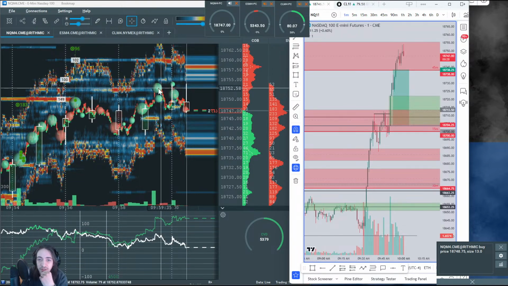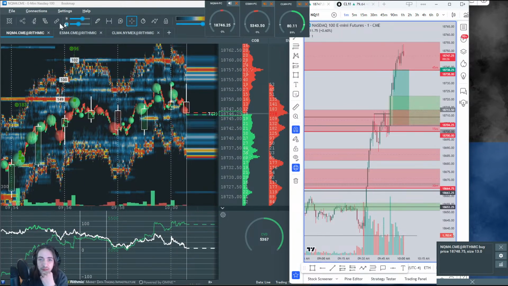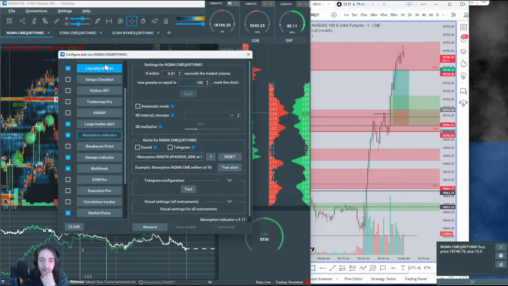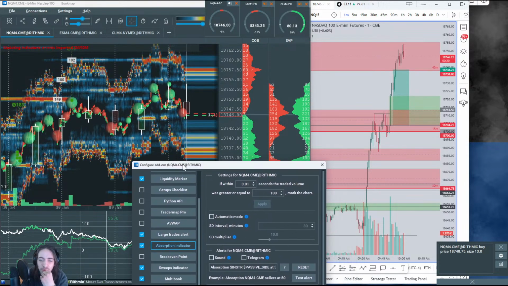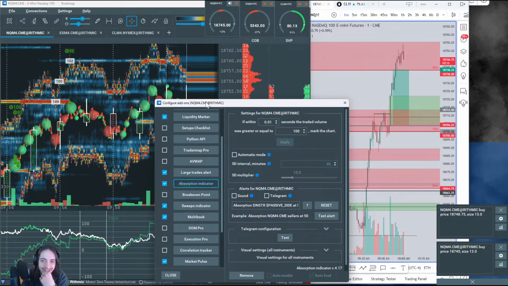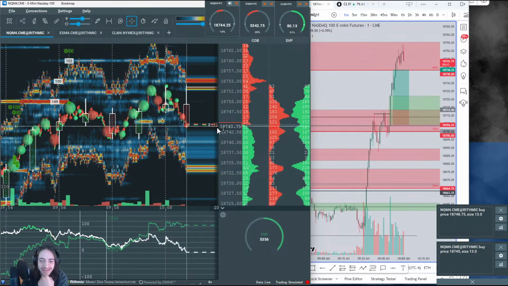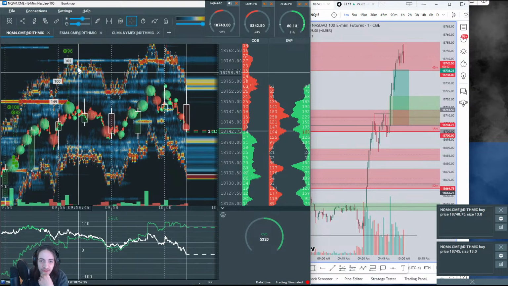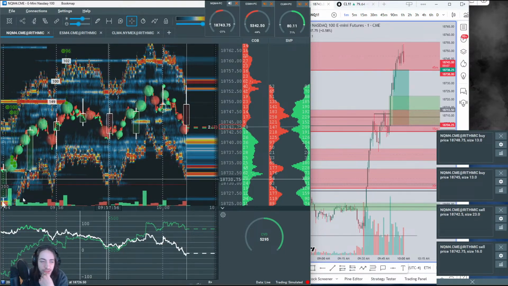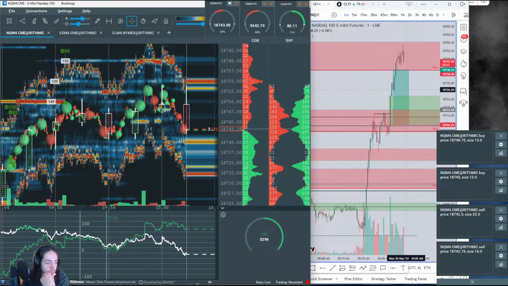Yep. Buyers are getting absorbed up here. I gotta get that indicator going. Come on, Bears. No way, man. I gotta figure out how some of these other indicators work on Bookmap, like the absorption indicator and whatnot.